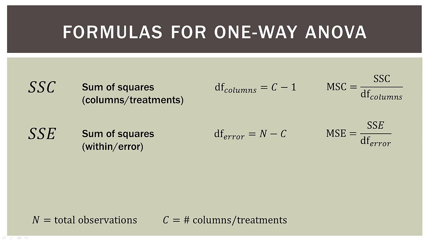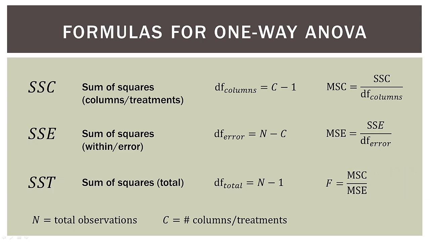So the MSE is the mean squared error. Now the MSE is very important in many areas of statistics, so keep that in the back of your head as we proceed. But MSE is the mean square of the error, and that is the SSE divided by the degrees of freedom for the error. And then we have SST, which of course is the total sum of squares. The degrees of freedom for the SST is n minus 1, so the total number of observations minus 1.